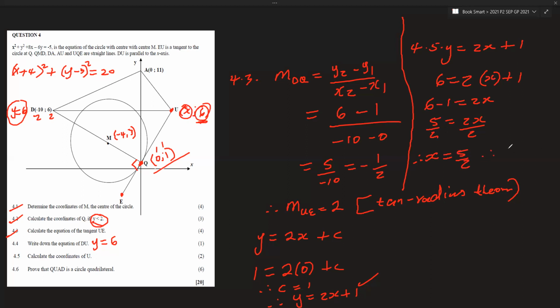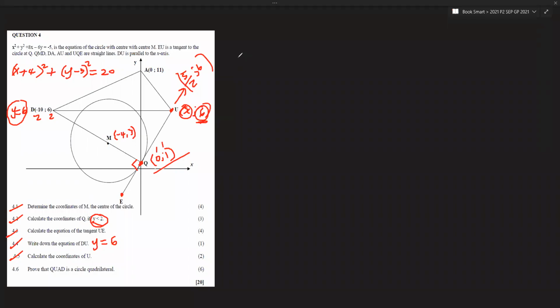Therefore, point U is going to be (5/2, 6). And then you're done with this question. So we're done with that. Okay. So now we need to go to question 4.6. Okay. So 4.6, we are required to prove that.